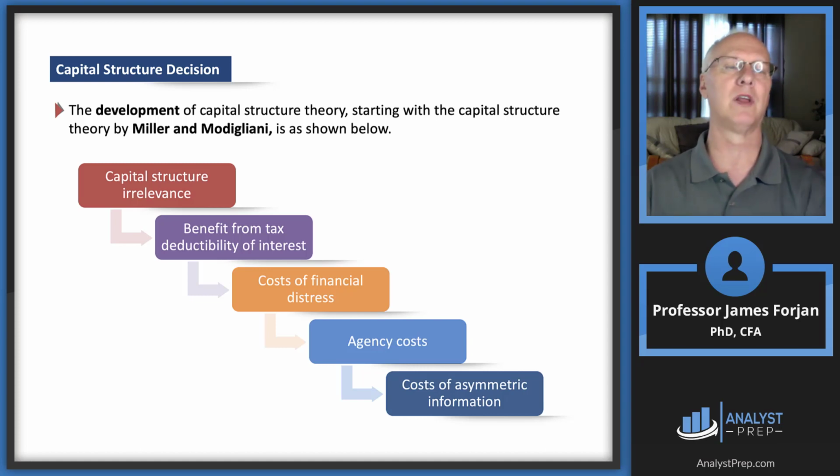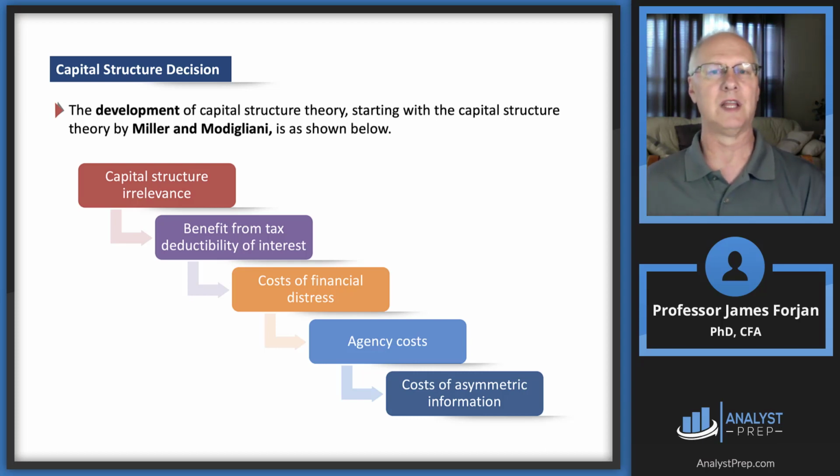But what M&M taught us back in 1958 is that the market value of a company is based on two factors: the quality of the assets, in other words, the ability of the assets to generate stable and branded cash flows, plus the weighted average cost of capital. And what M&M taught us in their highly restricted fantasy world is that the capital structure decision does not impact value. And I'll show you all those assumptions here in just a few minutes.